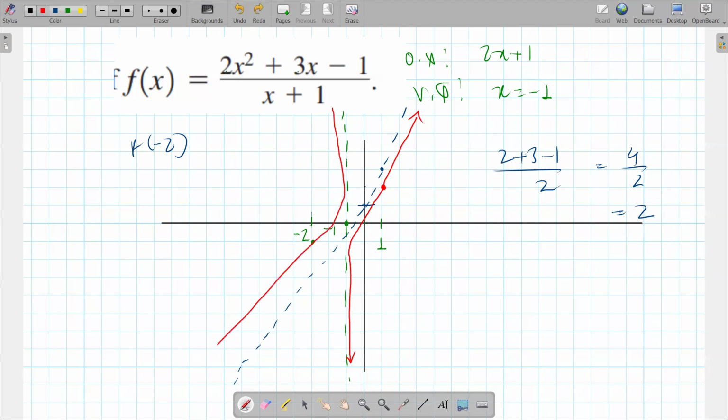So something like that. And there you go. That's the sketch. Did that make sense? Mm-hmm. So 3 types of asymptotes.